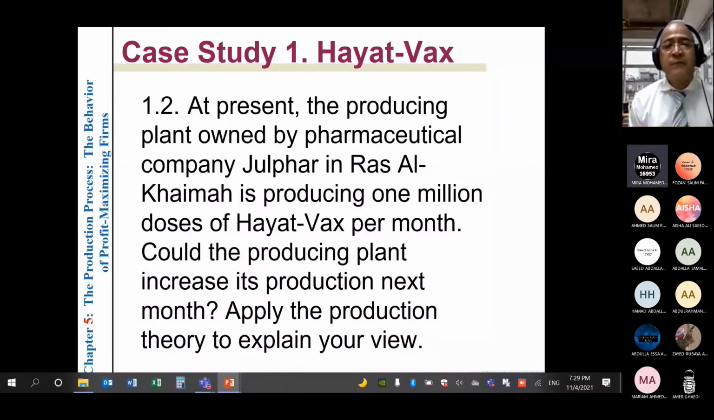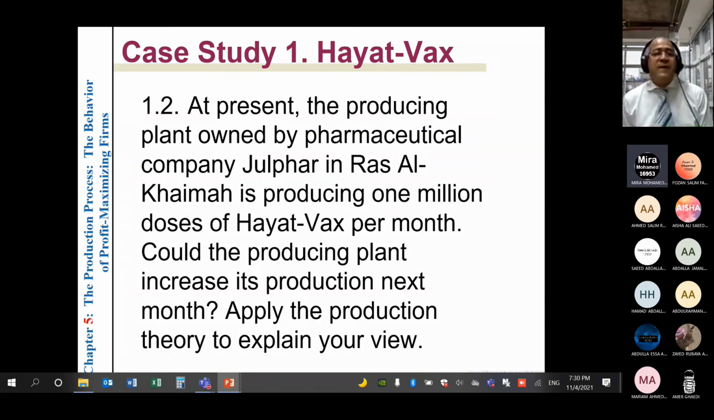Okay. At present, the producing plant owned by pharmaceutical company Julphar in Ras Al Khaimah is producing 1 million doses of Hayat-Vax per month. Could the producing plant increase its production next month? Apply the production theory to explain your view.